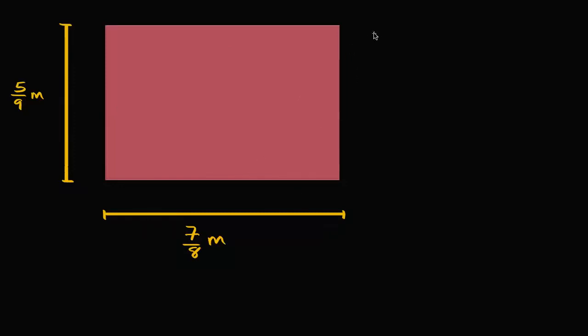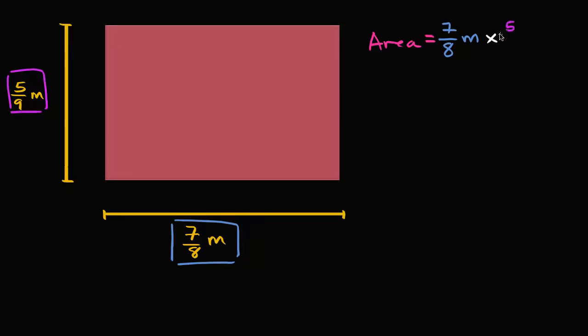Well, one way to think about it, you can say, okay, our area is just going to be the width times the height. We're just going to multiply these two dimensions. And so the width is 7/8 of a meter. So it's going to be 7/8 of a meter times the height, which is 5/9 of a meter. And what's that going to get us?